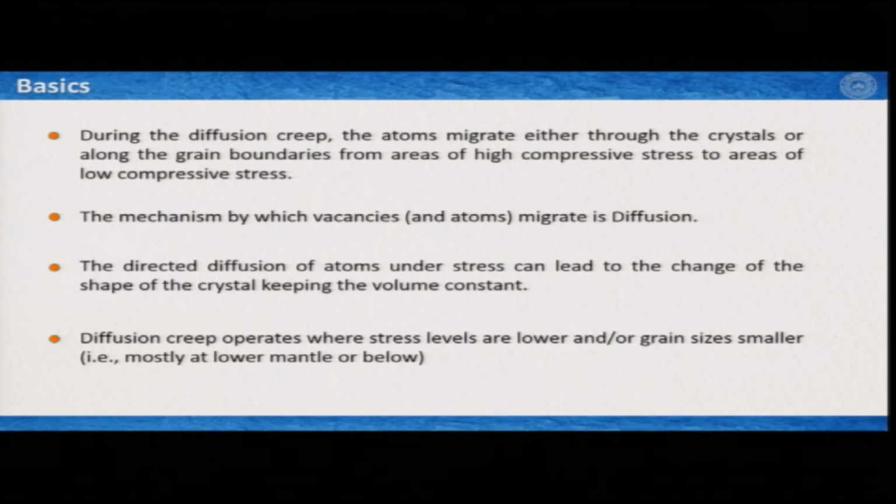And therefore, when the atoms move from one end to the other end, the vacancies also move from the other end to one end in the opposite direction. You have learnt this when you learnt the crystal defects. So, the mechanism by which the vacancies and at the same time the atoms migrate is known as diffusion.